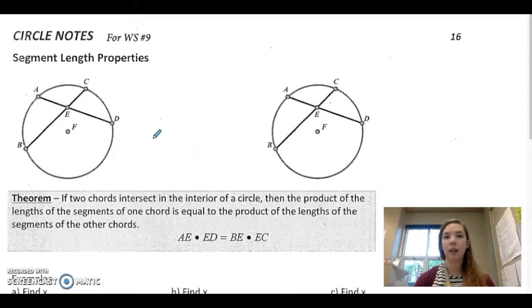So today we're talking about segment length properties, which states that if you have two chords that intersect, the product of the two pieces of one chord equals the product of the two pieces of the other chord. So here it says AE times ED, or if we label these, it'd be X times Y equals BE times EC. So Z times W.